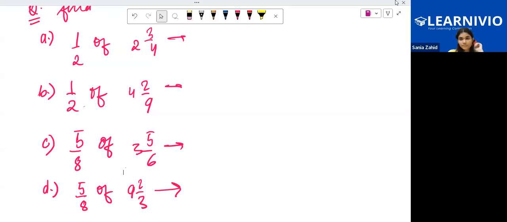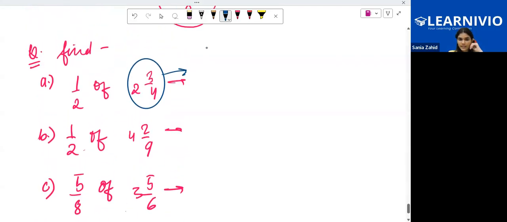Ma'am, so the first question, how to do? So, see, Razan, what you have to do here is find 1 by 2 of this fraction. First of all, convert this fraction into an improper form. You will get 4 into 2 is 8 and 8 plus 3 is 11. So you will get 11 by 4. Now you can do 1 by 2 of 11 by 4. Now you know the meaning of "of" is multiply. So you can change it and write multiply. Now can you solve it? You have 1 into 11 is 11 and 2 into 4 is 8. So you will get your answer as 11 upon 8.